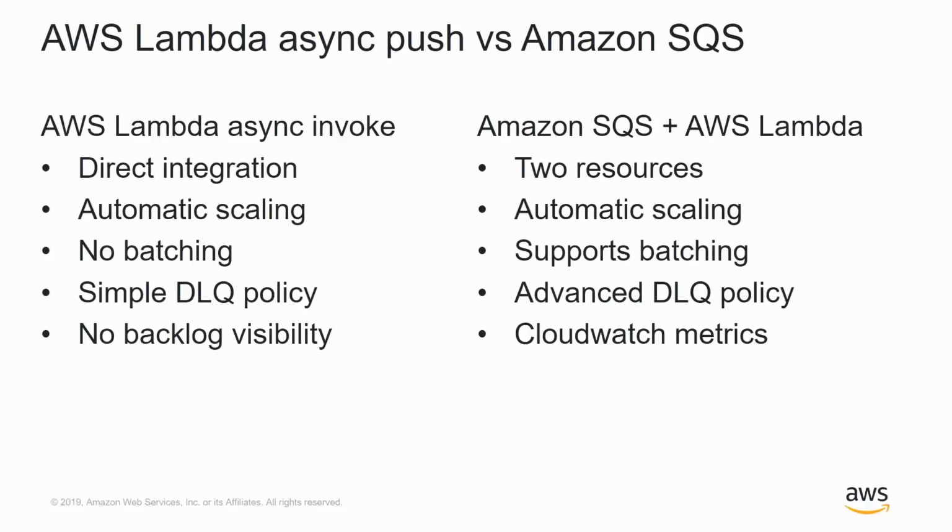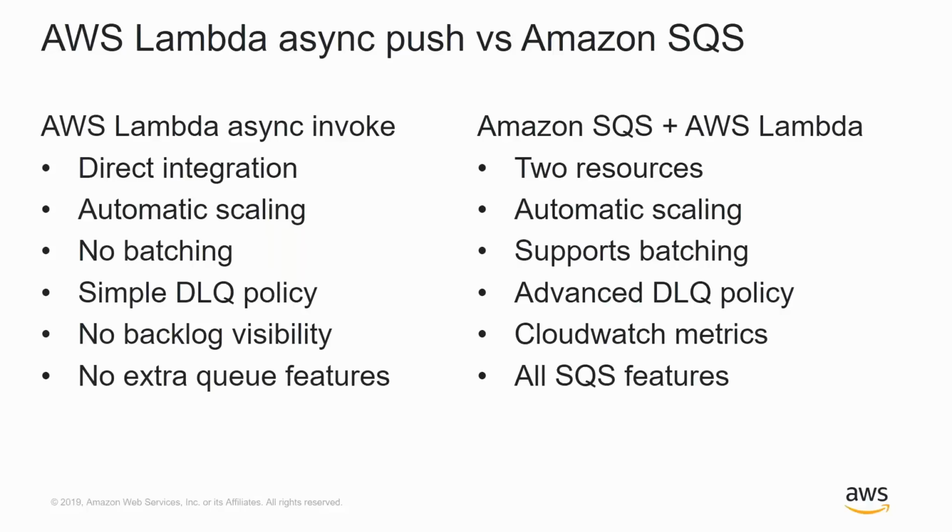Whereas when you combine SQS and Lambda, you can actually benefit from Amazon SQS queues emitting metrics to CloudWatch, which give you visibility into the backlog size of your queue and also the age of the oldest message. So this is a very cool feature for monitoring your asynchronous processing, being able to see how far behind the queue is and react and alarm on these metrics.